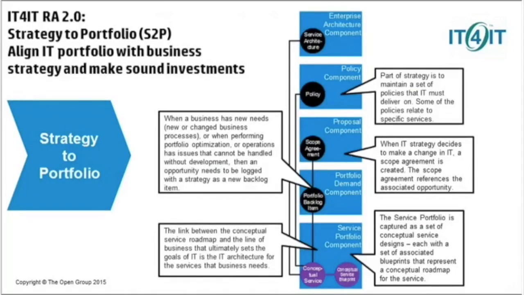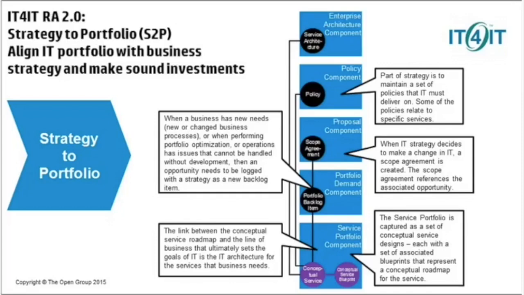And so if we drill into the four value streams, strategy to portfolio has five functional components, controlling in total 6 key artifacts. At the bottom you would see the service portfolio component. It's a pretty important one. It keeps track of all the conceptual services that IT delivers, and also what is here termed the conceptual service blueprint, which is essentially saying, what are the phases that the conceptual service goes through?